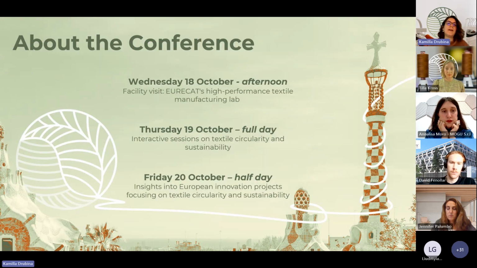The conference will be organized over 3 days. Well, actually 1.5 full days on the 19th and the 20th of October, with a lot of interactive sessions and more insights into what's going on in the member projects. But also on the previous day, Wednesday, 18 October in the afternoon, we are starting with an optional addition, a facility visit in the EuroCat High Performance Textile Manufacturing Lab, which is just outside Barcelona. This is a chance for anyone who wants to join already from the day before. And then Thursday morning, we are going to kick off the interactive sessions.